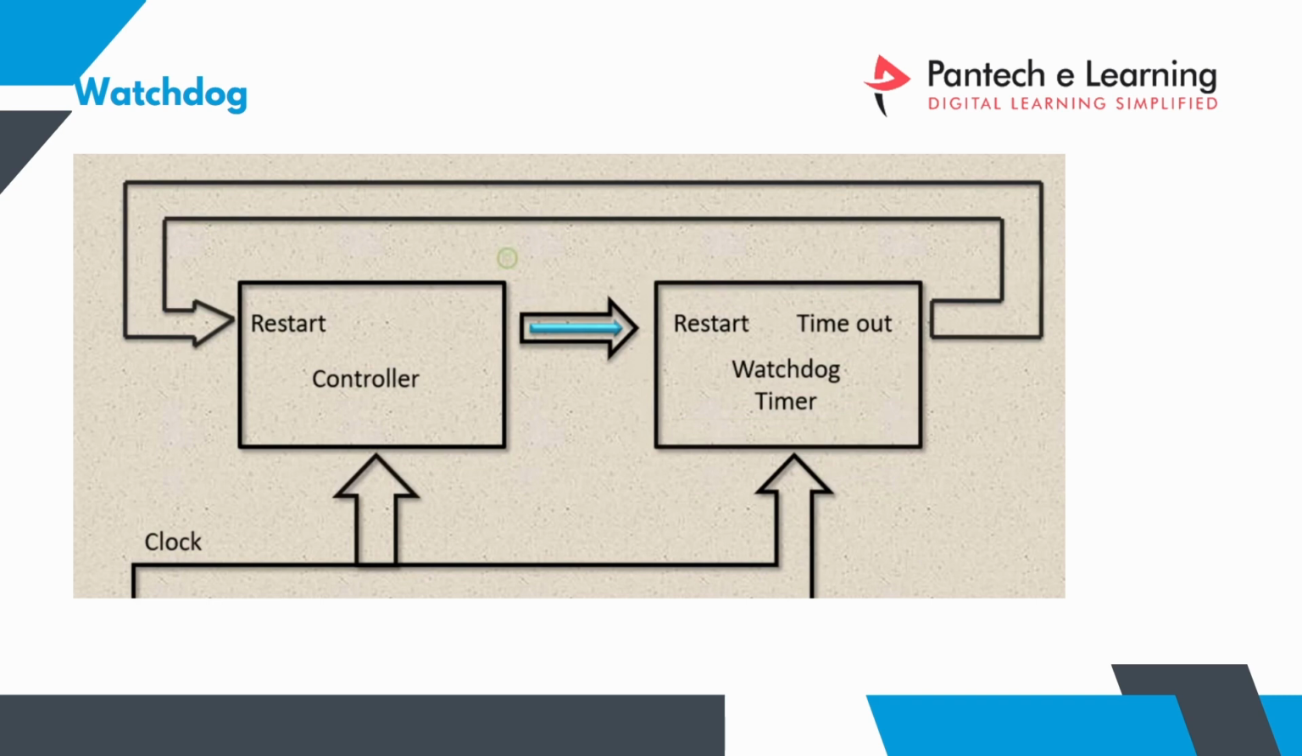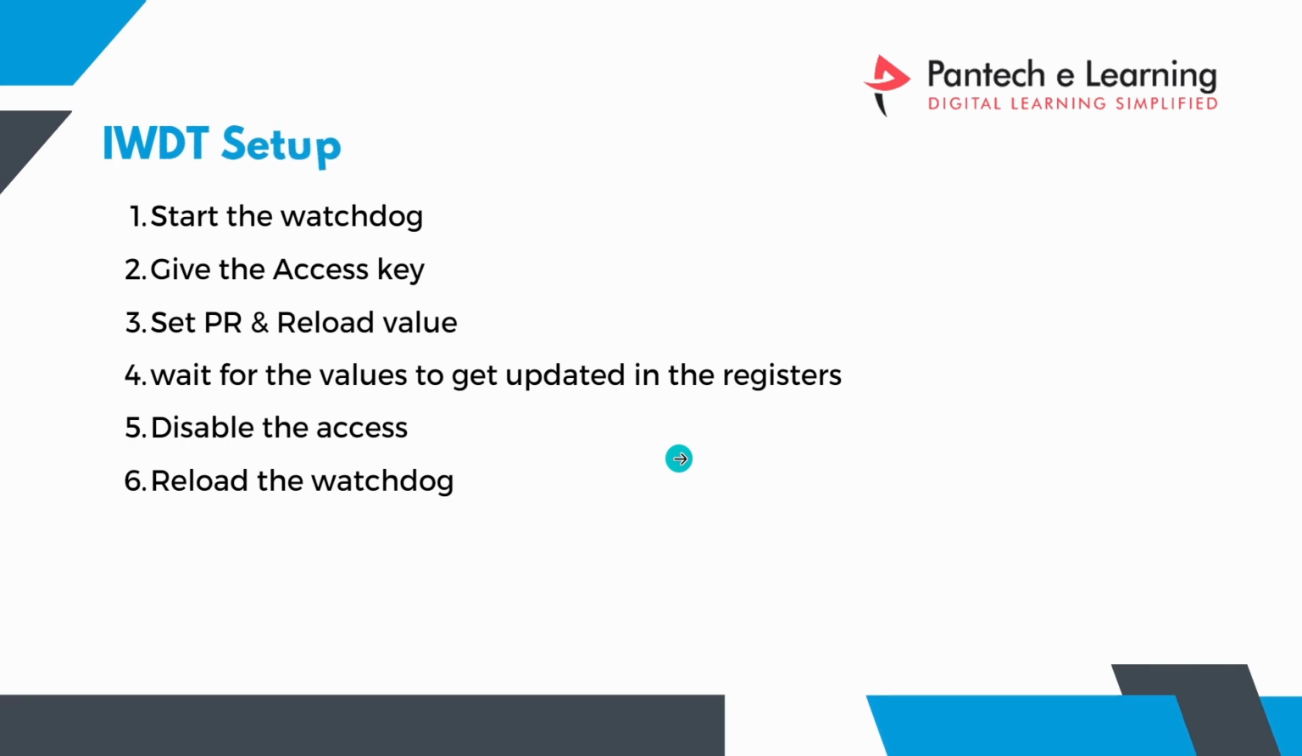Okay. So what are the steps we have to do for the independent watchdog timer setup configuration? First we have to start the watchdog and provide an access key, because the prescaler register and reload register are protected. So we have to give this access key, which will be provided in the data sheet. Then we have to set the prescaler value and reload value.